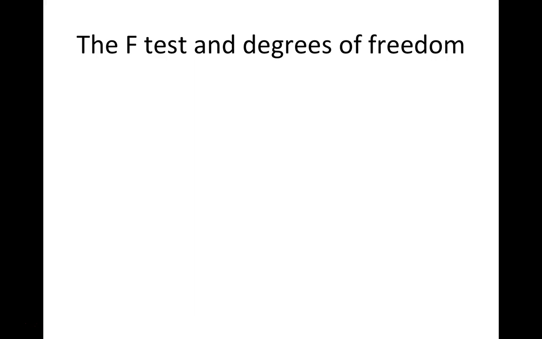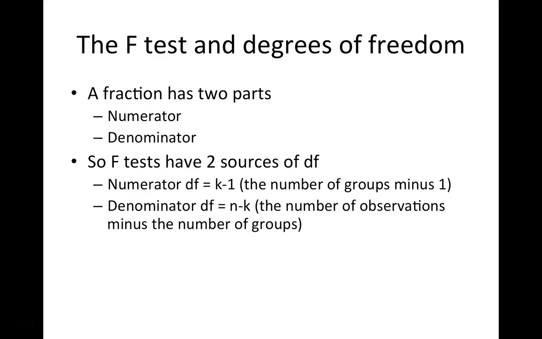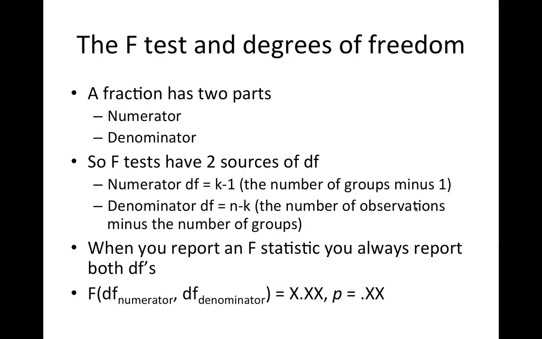So as I mentioned before, the F-test also has degrees of freedom associated with it. This F-test, again, is essentially a fraction. If you follow along in your book, you can see that formula and how that eventually breaks down. The fraction obviously has a numerator and a denominator, and the F-test then has two sources of degrees of freedom. In the numerator, the degrees of freedom come from the number of groups minus 1. And in the denominator, the degrees of freedom is the number of observations, so the size of the sample, minus the number of groups. When we report an F statistic, we always report both of those degrees of freedom. And I'll show you how to do that using the output in just a moment.